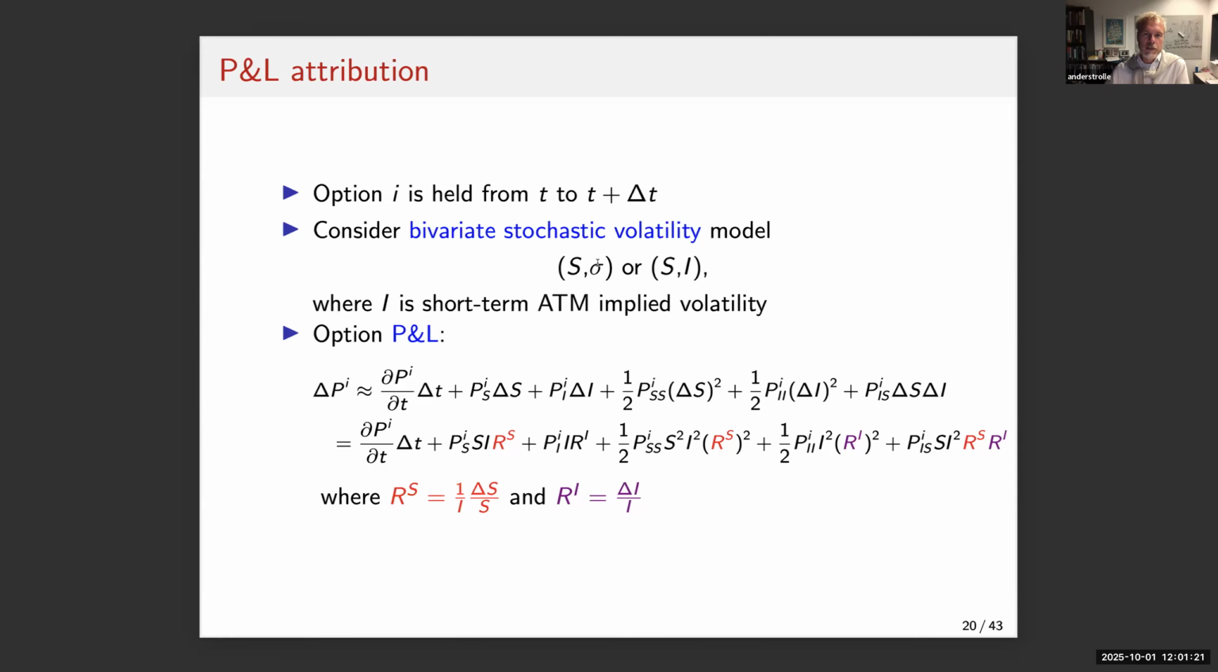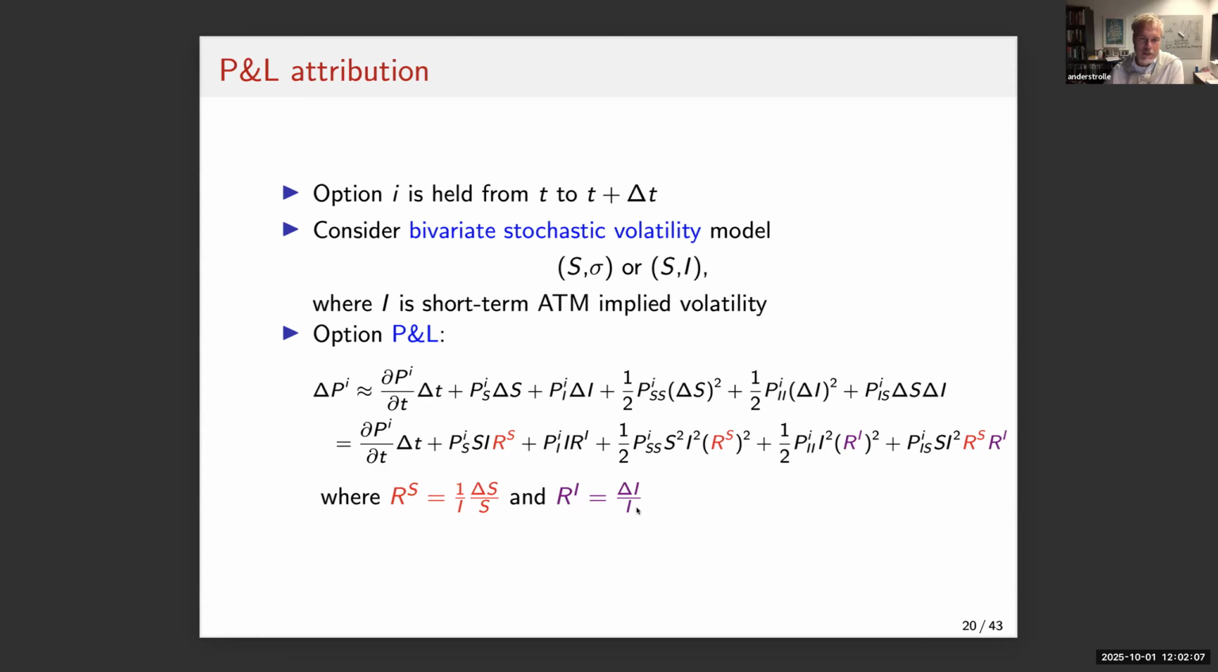Now, this instantaneous volatility is unobservable, so we're going to replace it with an observable proxy, which is the short-term at-the-money implied volatility. And so then we look at the option P&L by doing a second-order Taylor expansion. And so we express the change in the option price. So now we look at a particular option. We express that in terms of the return on the index and the relative change in this short-term at-the-money implied volatility.